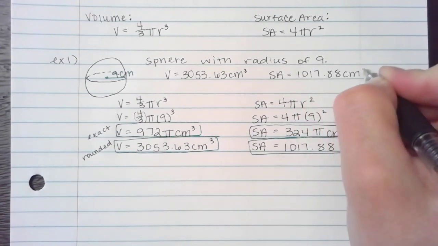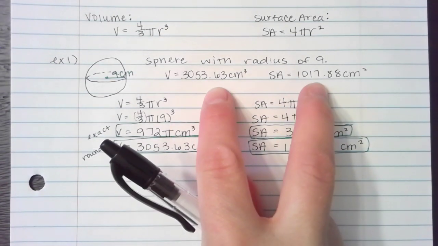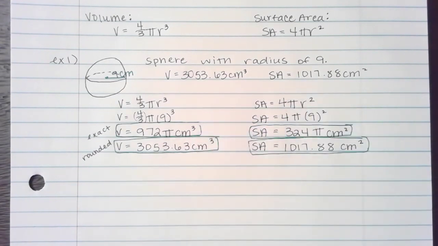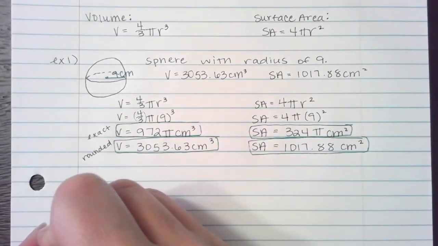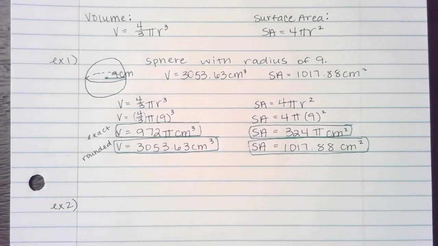1017.88 centimeters squared. And those would be your answers for those. I'm going to do another example. Example 2 is going to be a hemisphere.